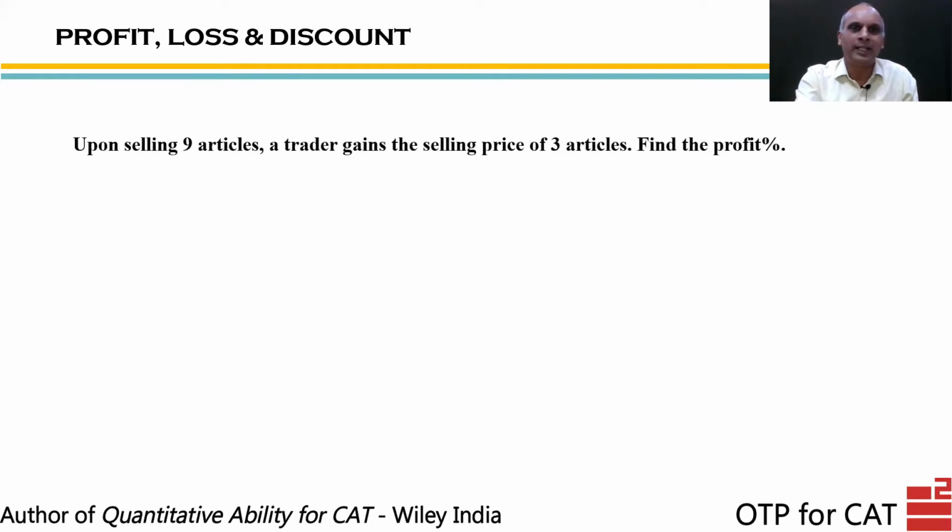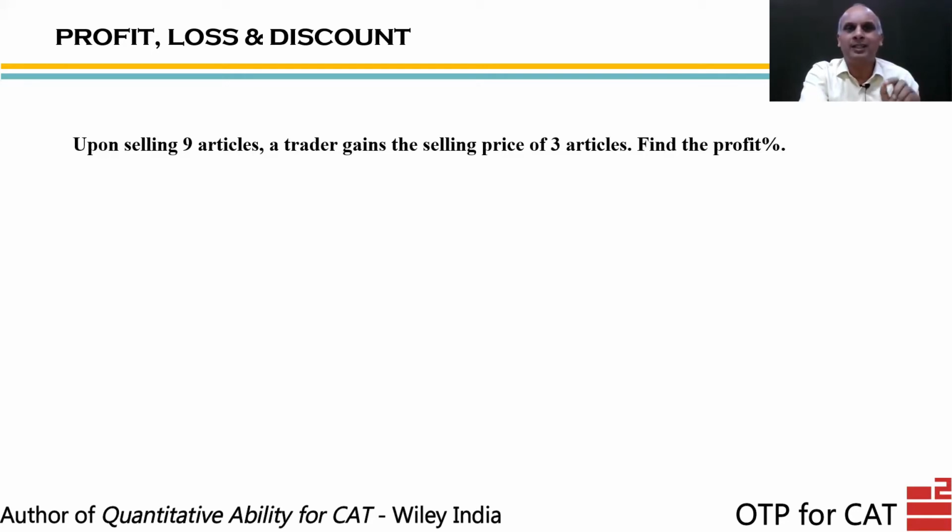Okay, a variant to the previous one. Upon selling 9 articles, a trader gains the selling price of 3 articles. Find profit percent. Here the data is different from the previous one. Previous one was upon selling 15 articles, the trader gains the cost price of 3 articles. Here I have that data that the trader gains the selling price of 3 articles.